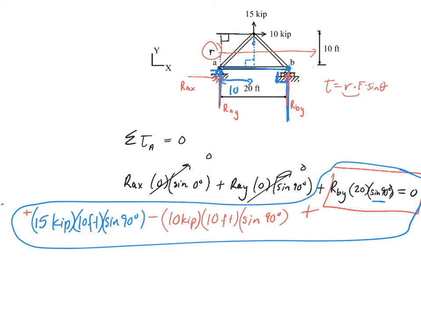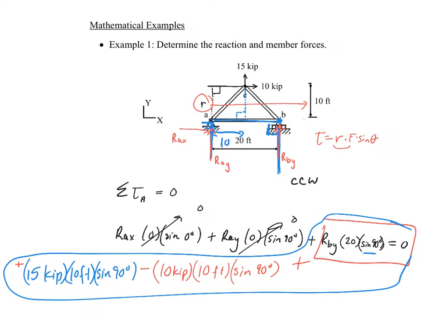And again, RBY is a positive torque, 15 kips is a positive torque, because both of those caused counterclockwise rotations. If you want to label the diagram with that, that's fine. Label that it shows counterclockwise for both of those cases.